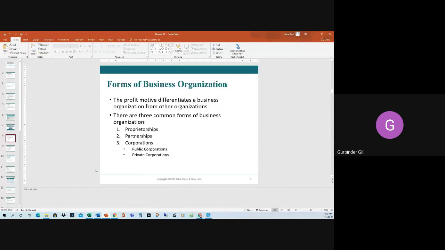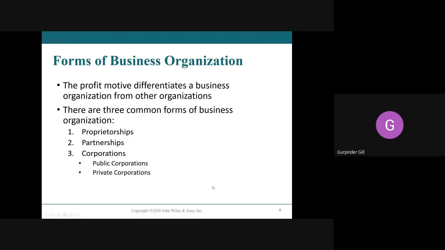So these are the basic forms of businesses that we are looking at. Basically, on a high level, this is just three types of forms: proprietorship, partnership, and corporation.